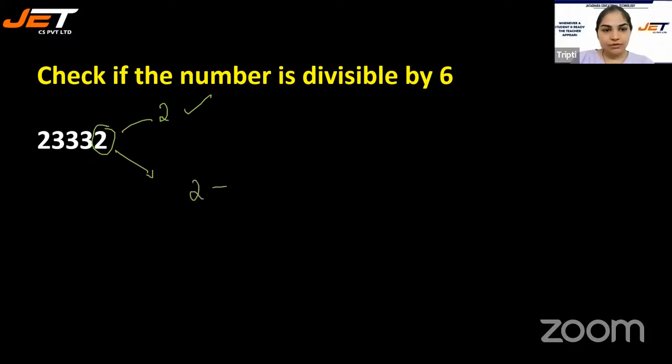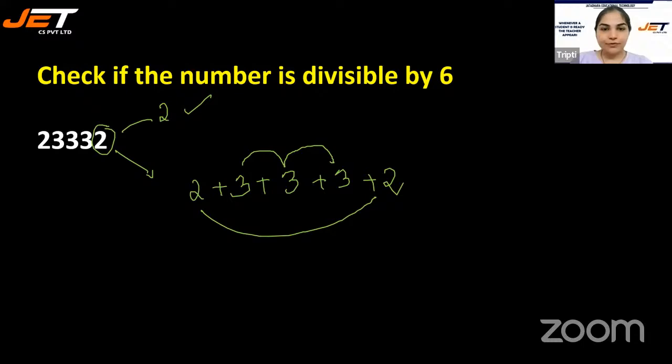What was the divisibility rule of 3? 2 plus 3 plus 3 plus 3 plus 2. Okay? Let's check. 3 plus 3, 6 plus 3, 9. 2 plus 2, 4. 9 plus 4 is 13. Do you see 13 in the table of 3? I don't. So 13 is not divisible by 3. That's why the entire number is not divisible by 6. Okay.